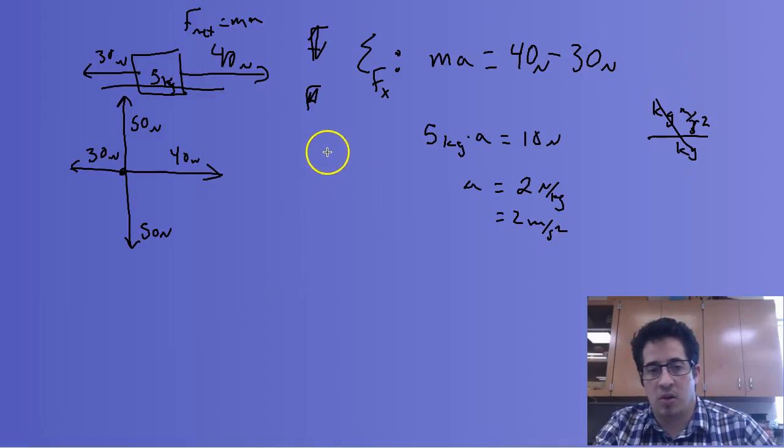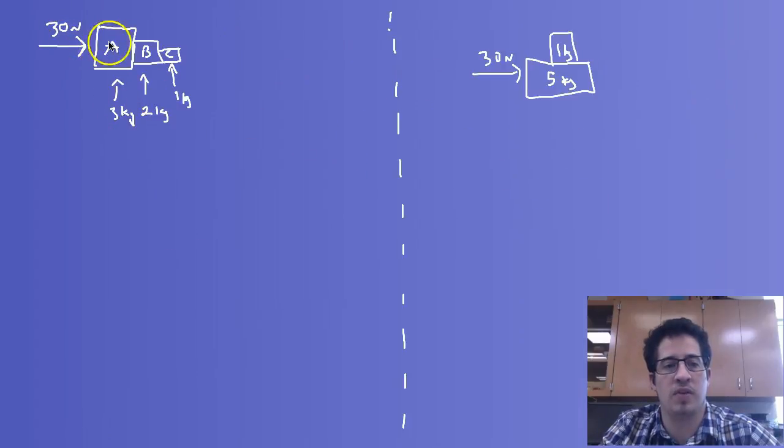So we're going to go through some more advanced examples so you can get the hang of it. Okay, so the first one we have here is a 30 Newton force applied to this system of blocks right here.